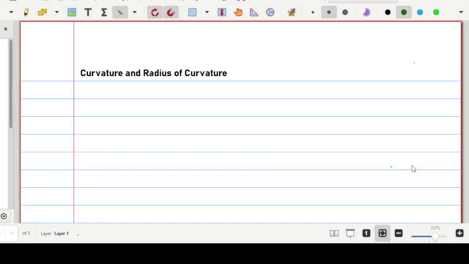Welcome to this lecture of calculus. In this present lecture, we shall study some properties related to the geometry of curves, and our topic for the present lecture shall be curvature and radius of curvature.